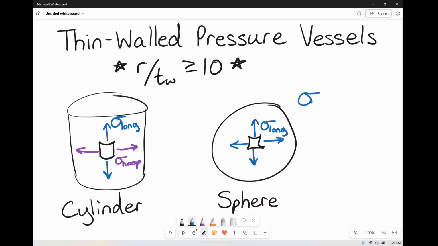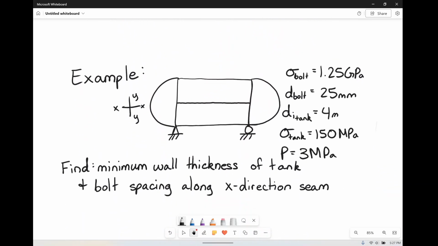So we have two equations, one for longitudinal and one for hoop, but they're really not that different. The longitudinal stress equation is P times R over 2 times T, whereas hoop stress is P times R over a single T. P stands for pressure, the pressure of the liquid or the gas inside of the vessel. R again is the same inside radius, and T is again the thickness of the wall. So that's all there really is to it. So really, we just need to get down into an example.